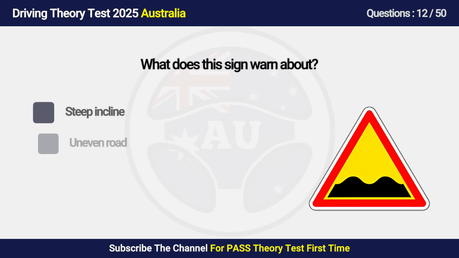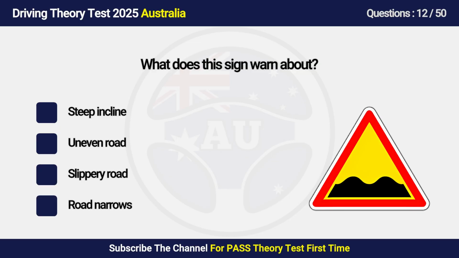Question 12. What does this sign warn about? A. Steep incline. B. Uneven road. C. Slippery road. D. Road narrows.